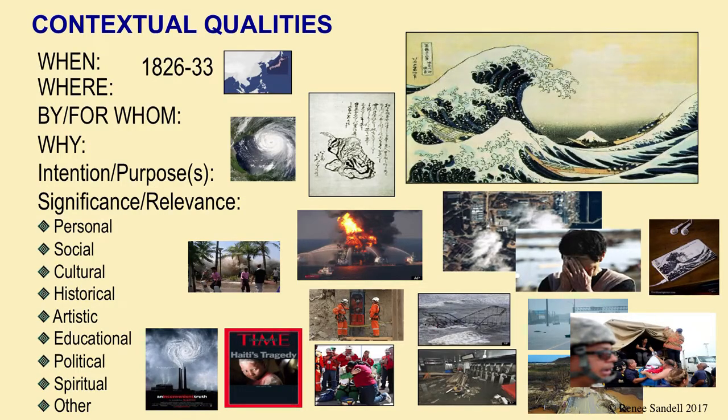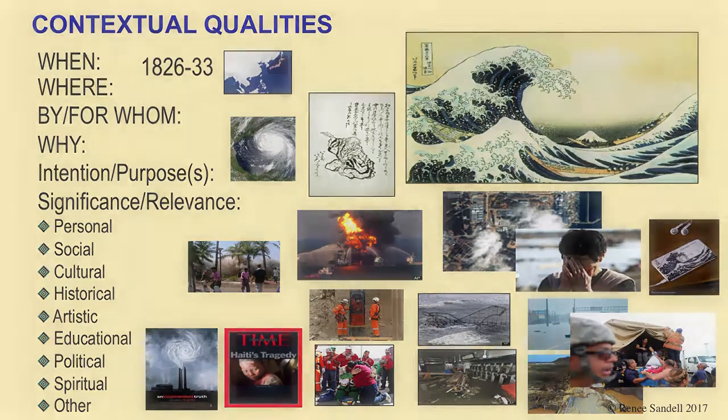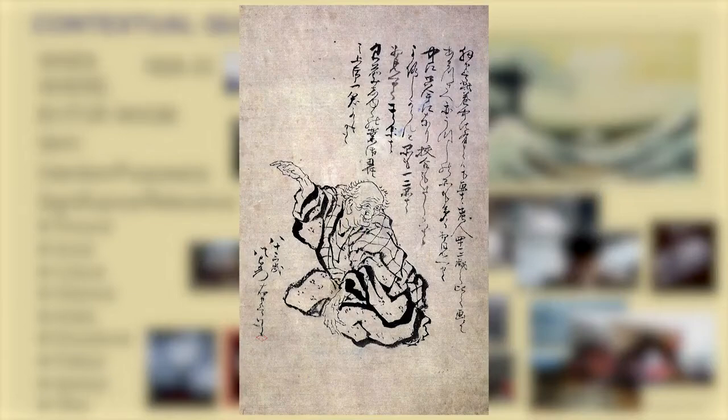And this self-portrait has his image, but also the following writing. From the age of 6, I had a mania for drawing the shapes of things. When I was 50, I had published a universe of designs, but all I have done before the age of 70 is not worth bothering with. At 75, I'll have learned something of the pattern of nature, of animals, of plants, of trees, birds, fish, and insects. When I'm 80, you shall see real progress.